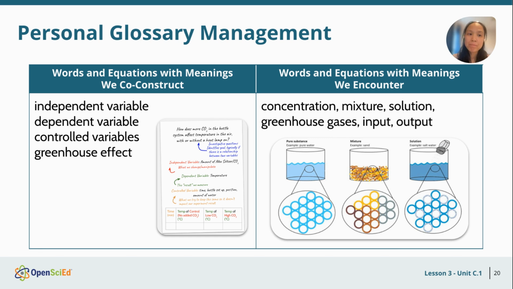In lesson 3, the investigation anchor chart records the definition of independent, dependent, and controlled variables that students should add to their personal glossary. Through the atmospheric carbon dioxide reading, students co-construct the meaning of greenhouse effect and also encounter other words such as concentration, mixture, solution, and greenhouse gases. They encounter the terms input and output when considering energy flow into and out of the closed bottle and Earth systems.